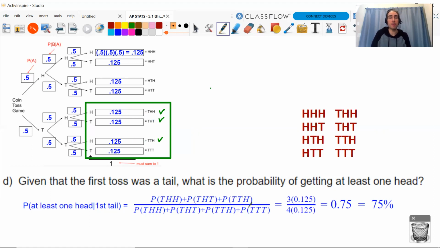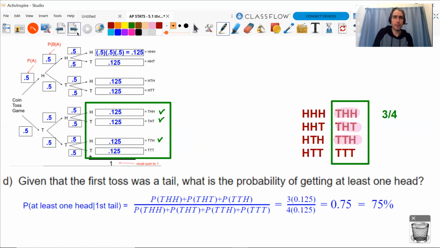If you look at the math behind it, symbolically, P(at least 1 head | first is a tail), the vertical bar means given that the first one is a tail. So 3 out of those 4 0.125s have 1 head or more. So 3 out of 4, 3 times 0.125 divided by 4 times 0.125. Again, looking at your sample space here, if I'm only concerned that the first one is a T, then 3 out of those 4 are going to have at least 1 head.